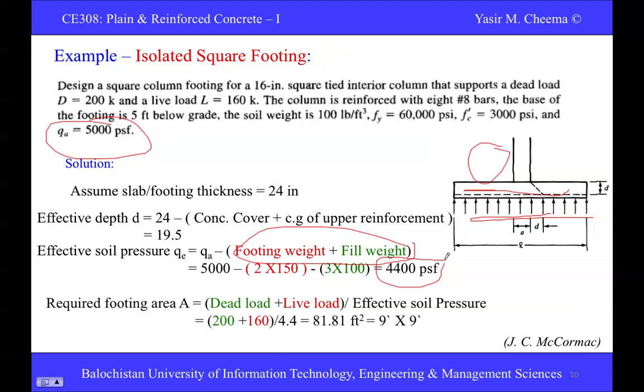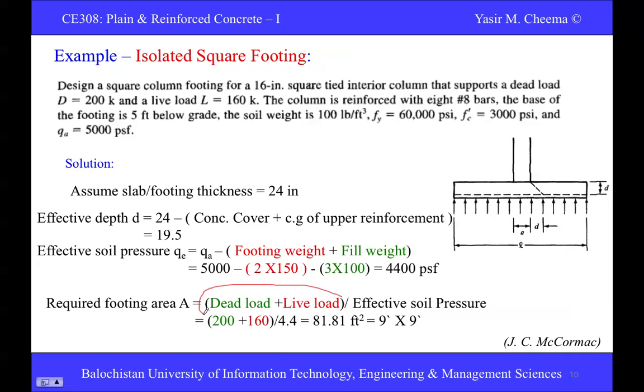So then this is the required footing area. How to determine the footing area required: footing area required is based on the applied loadings divided by the effective soil pressure. Effective soil pressure is the one that we determined, the pressure that would resist the applied loadings.